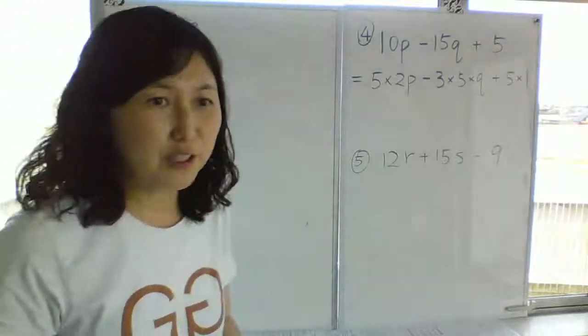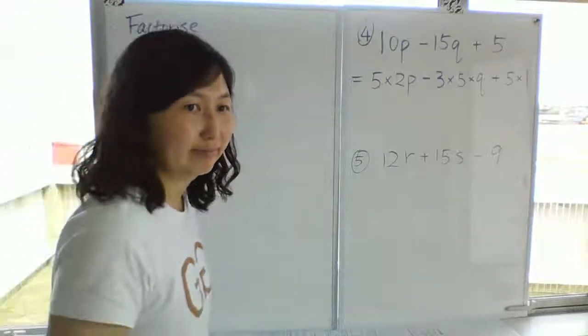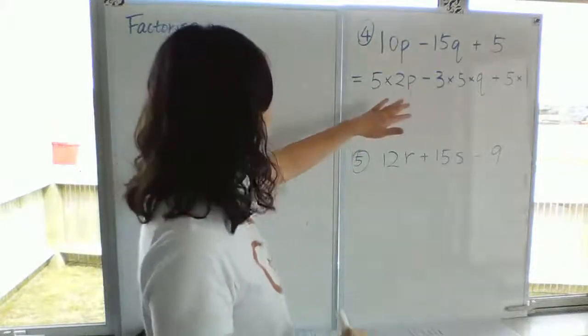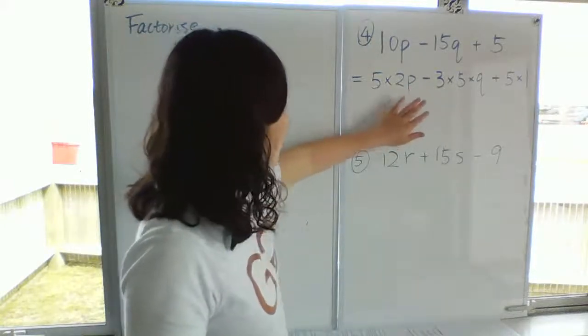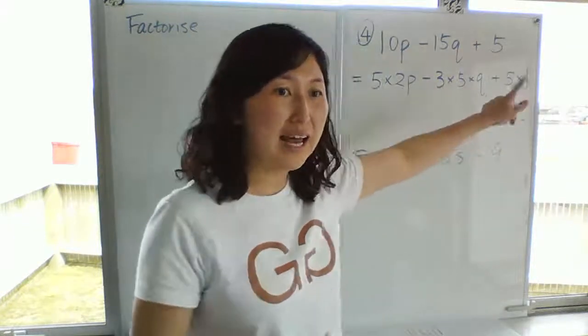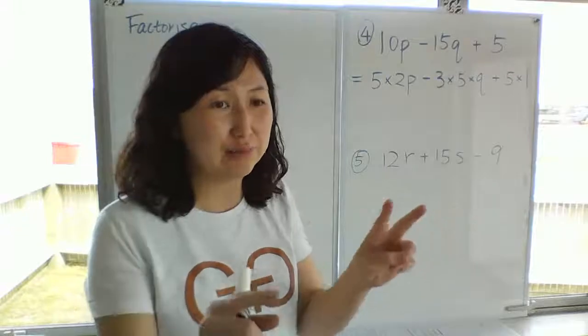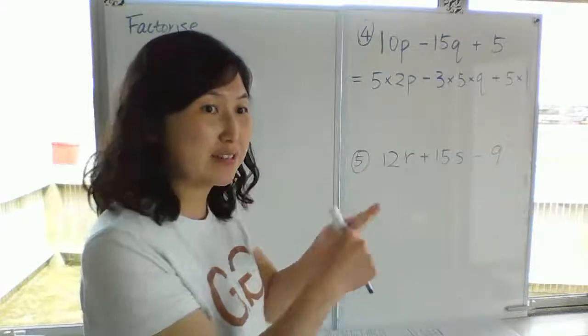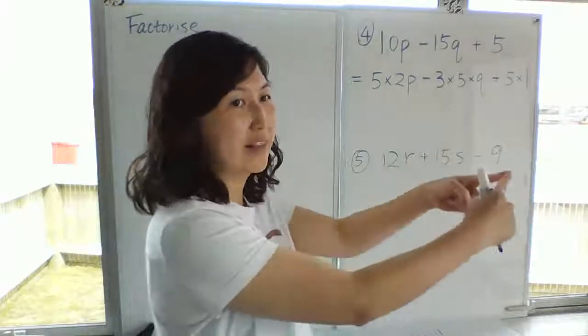Okay, did you guys get the answer for this? Okay, so this is what I did. I just write it in the factor format first. So I got 5 times 2p, take away 3 times 5 times q, plus 5 times 1. The last one, I can't think of any other numbers. I can only think about two numbers multiplied together will give me 5. So that's why I write it as 5 times by 1.